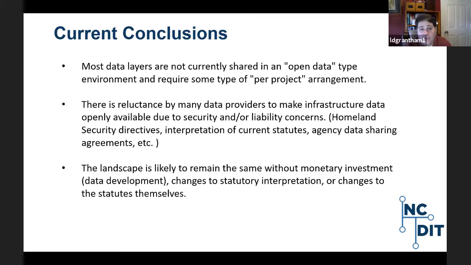So our current conclusion is that there's not a lot that's available in a public context, if you will. We're looking at trying to secure a little bit more detail on that why question. So is there a Homeland Security directive that is being used here, or an agency data sharing agreement, those kinds of things. And then the final point there, the landscape is unlikely to change without some monetary investment. So what that means is that that infrastructure, that intermediate piece, is maybe something that we could invest in if we could find someone to host it, or that kind of thing, maybe into the future.